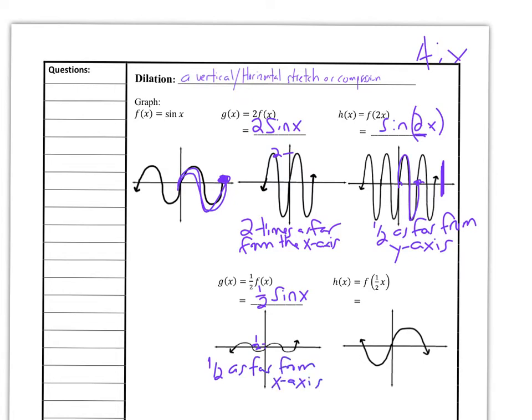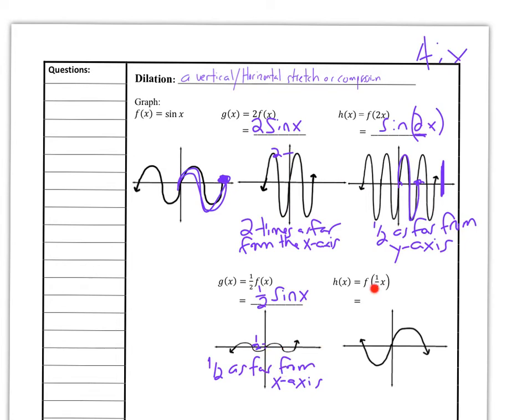And here's what you don't want to say. You don't want to say it's shrunk. Well, where did it shrink? How did it shrink? You want to say what it's shrinking in relation to, or what it's getting closer to, or what it's getting farther from. If we're moving something up or down, we're moving away or towards the x-axis. When we're moving left and right, we're moving away or towards the y-axis. So that's why we're saying it's half as far from the y-axis. In this case, it's half as far from the x-axis.